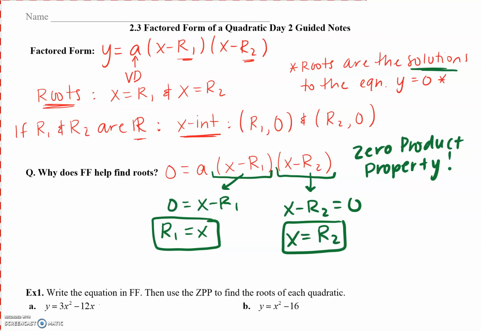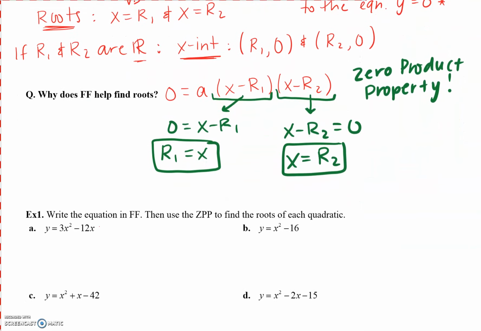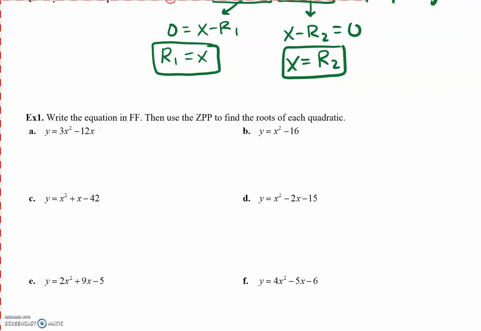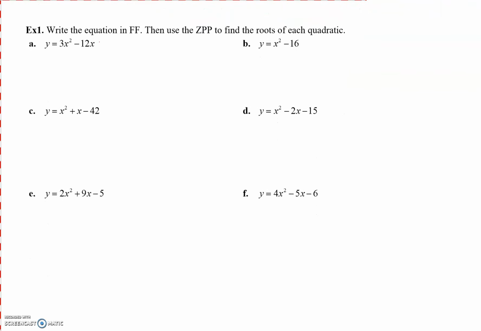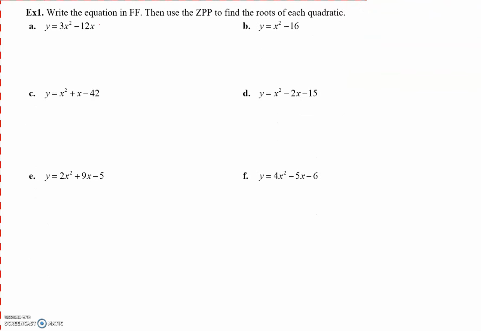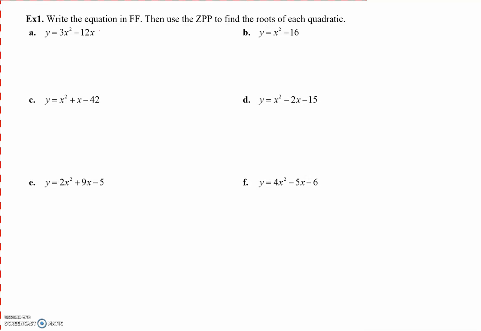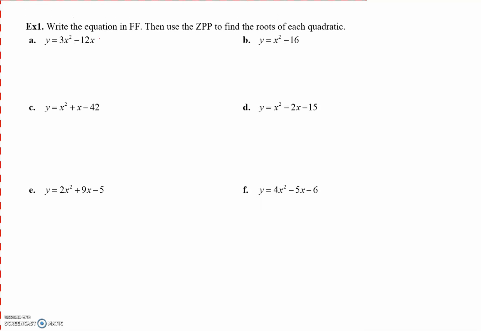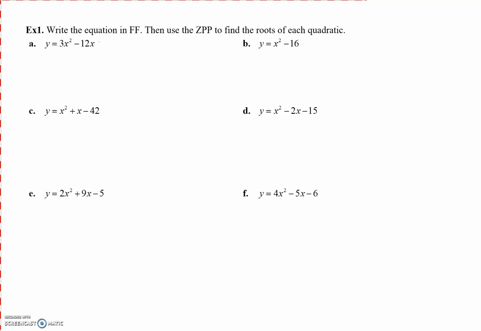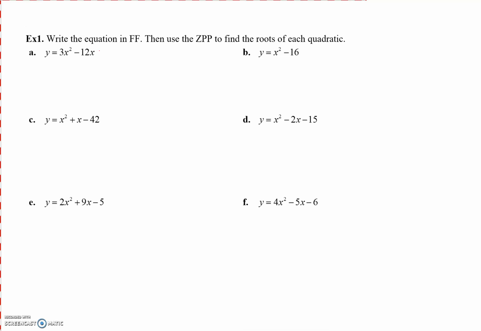So now let's see that in action. We're going to do a couple of examples together where we practice writing in factored form and practice finding roots. Now we are not going to do all of these examples. I will be doing parts A, C, and E with you, and I'm going to leave B, D, and F for you to try on your own. The answer key is already posted on the website, so if you want to try them tonight, you should be able to check them. All right, so let's look at part A.